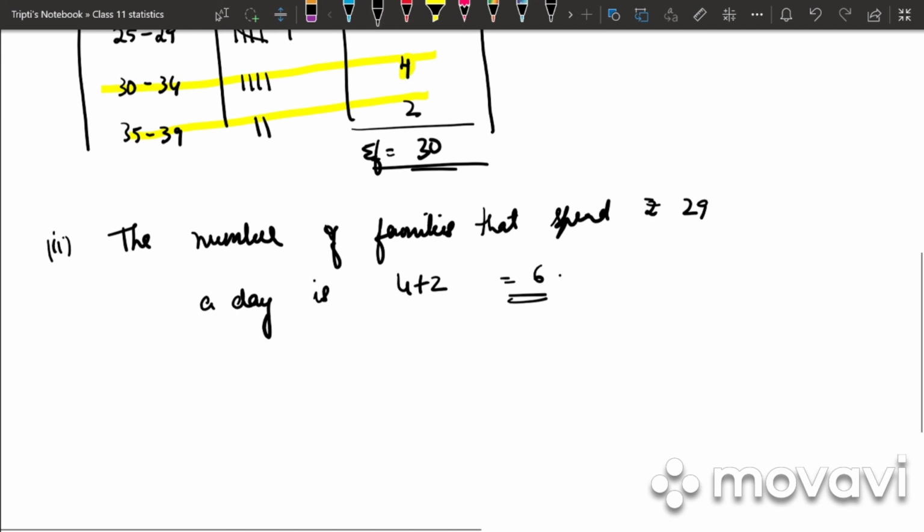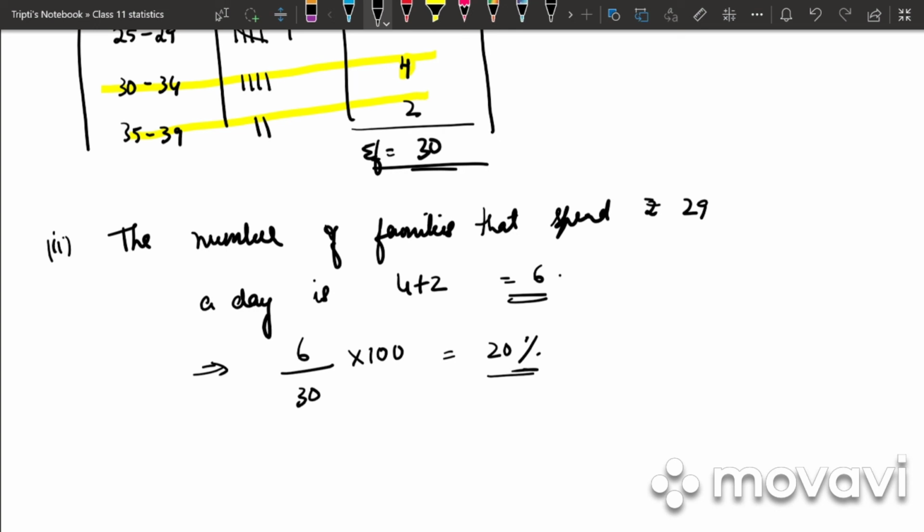If they would have asked us the percentage, how would we calculate? In this question they haven't asked, but if they would ask, it would be 6 by 30 into 100, which is 20%. Clear? So we are done with the third chapter.